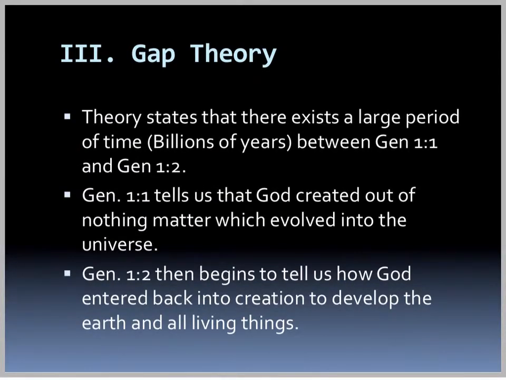This theory states that there exists a very large period of time, measured in billions of years, between Genesis 1:1 and Genesis 1:2. Genesis 1:1 tells us that God created out of nothing matter which evolved into the universe. And Genesis 1:2 then begins to tell us how God entered back into creation to develop the earth and all living things.